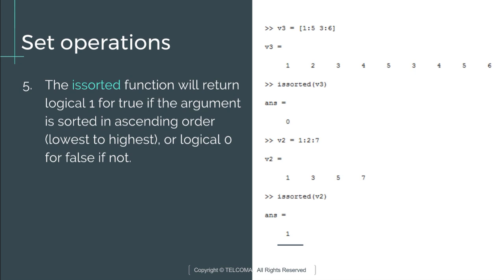Next is issorted function. This function will return logical 1 for true if the argument is sorted in ascending order, that is from lowest to highest value, or logical 0 for false if not.